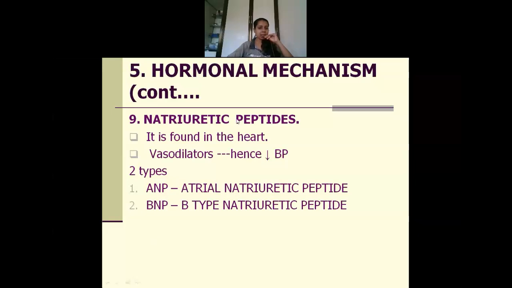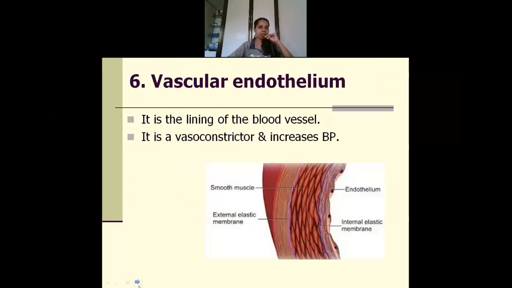Moving on to a few other hormones, these are a little bit difficult to remember, just remember the name. We have natriuretic peptides. Natriuretic peptides are particularly found in the heart and they are vasodilators. Vasodilators means it will dilate and relax and it will reduce the blood pressure. You don't require the types of it. So this was regarding the hormones. Next, I told you there is endothelium. The endothelium is lining the blood vessels, and this endothelium also produces some vasoactive substances.